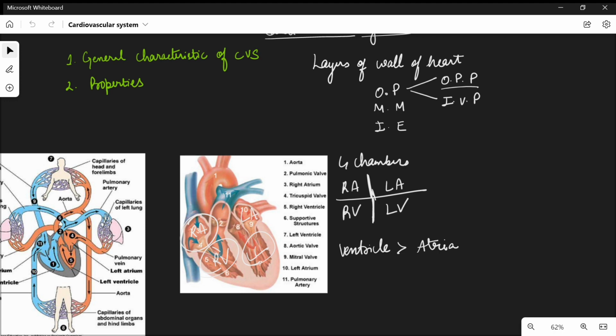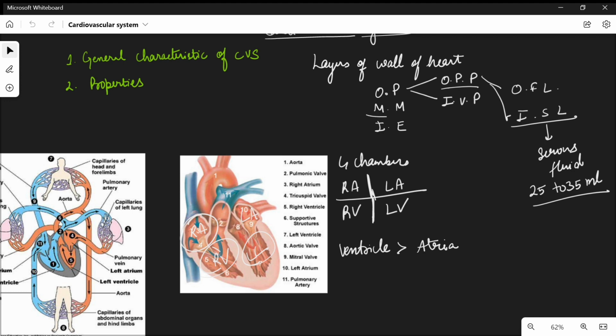Inner visceral pericardium is also made up of two layers: outer fibrous layer and inner serous layer. The inner serous layer's main function is to provide serous fluid, which reduces friction between both the layers. And total volume of this fluid is 25 to 35 ml.